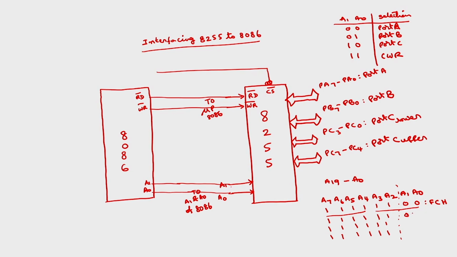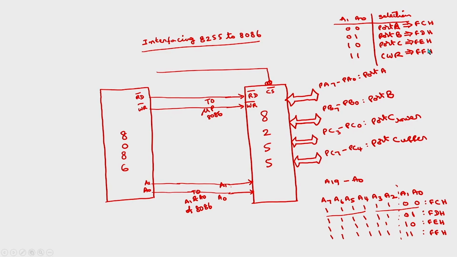And for 0 1, what will be the corresponding hexadecimal? FDH. This F is 4 ones and 1101 is 13, D. And for 10, this will be FEH. For 11, this will be FFH. So the address of port A becomes FCH, this will be FDH, this will be FEH, and this will be FFH.